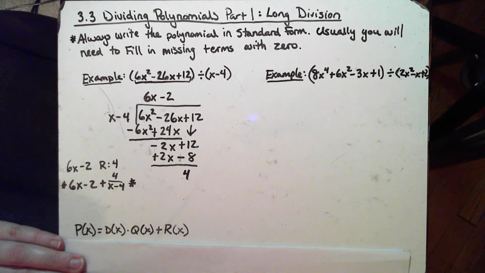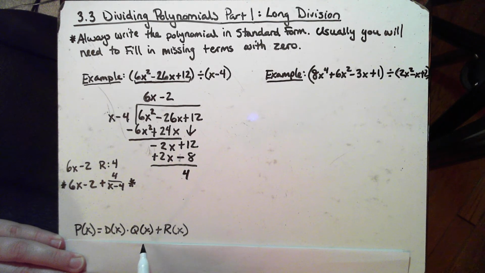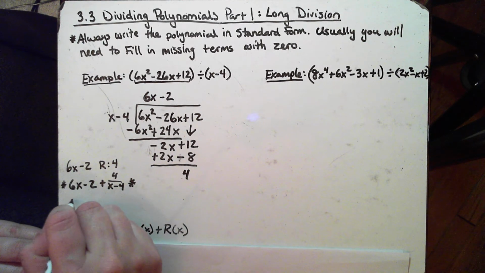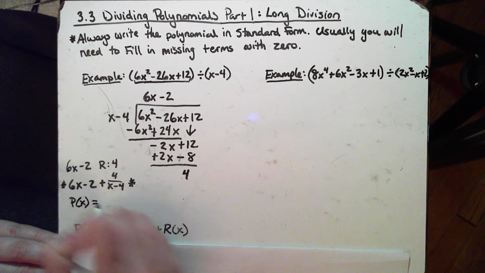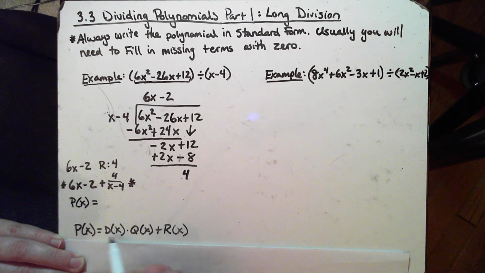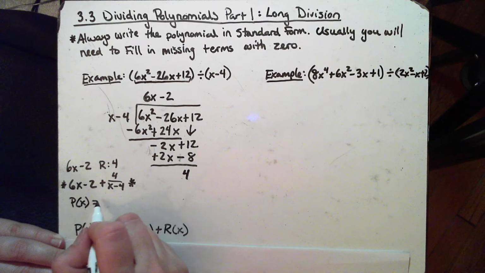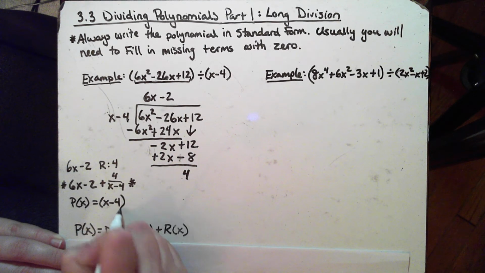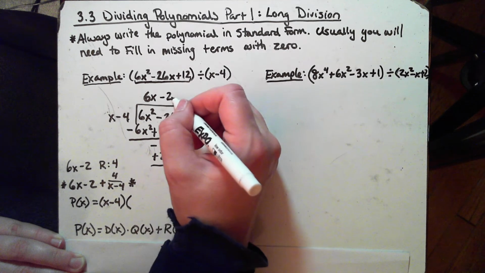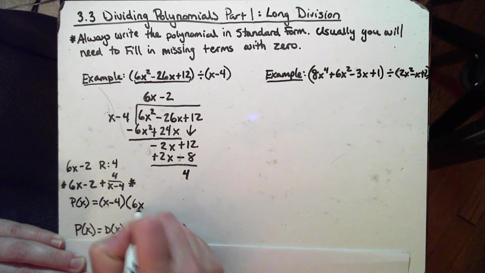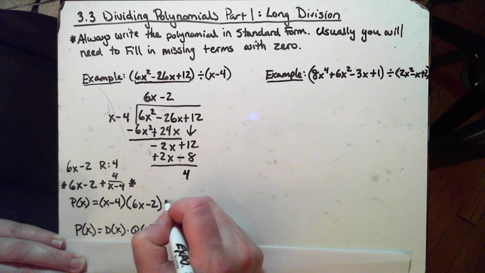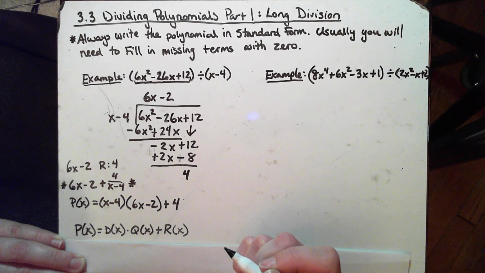And the last type that you can do is this way. And the book sometimes asks for this, so make sure you're following directions. And if it asks for this, that's what you're going to do. So in this one, I'm actually going to create an equation. The polynomial equals the divisor times the quotient plus the remainder. So the divisor was x minus 4 times the quotient, the thing that I got as my result, 6x minus 2, and plus the remainder of 4.